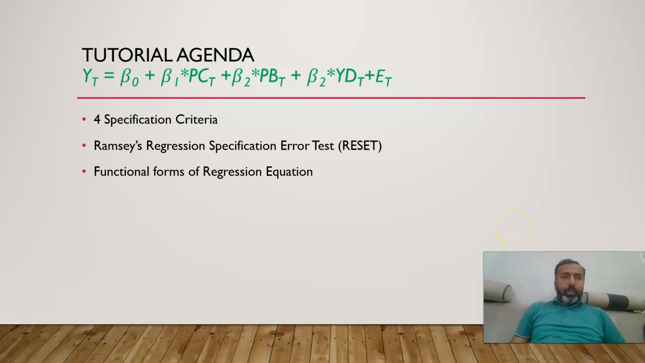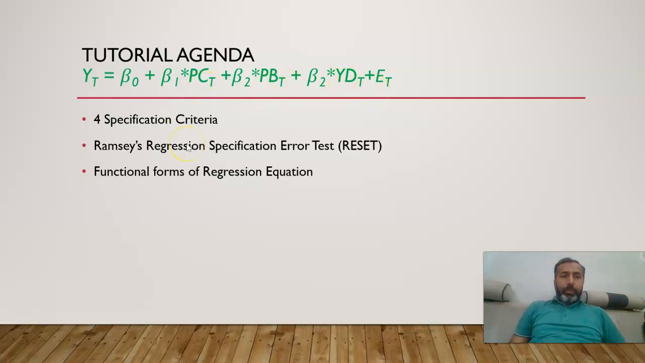Good afternoon. In this tutorial, we shall discuss three things. First, four specification criteria on the basis of which we shall discuss how to decide which independent variable should be included in the regression equation.